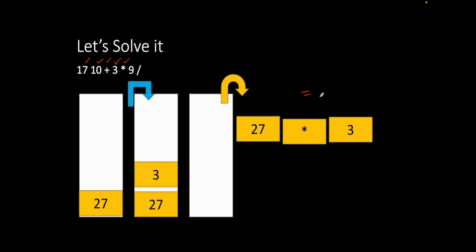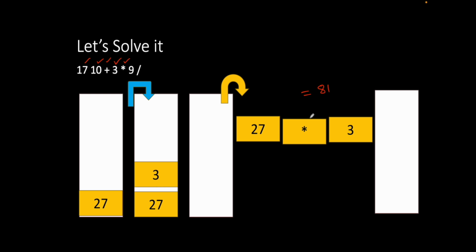I will perform the arithmetic operation here: 27 into 3, that is equal to 81. Right, so that is the result we have generated. Now my stack is empty, and we will push this result back to the stack. So we have pushed the element back to this stack. We'll continue because we have two more elements, 9 and the division symbol. So we'll continue with the next part of the statement.